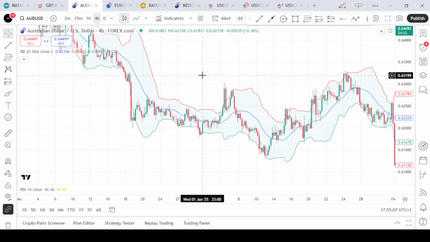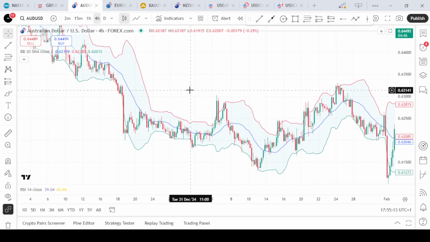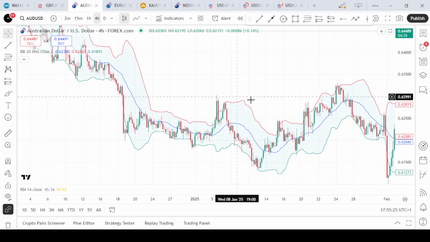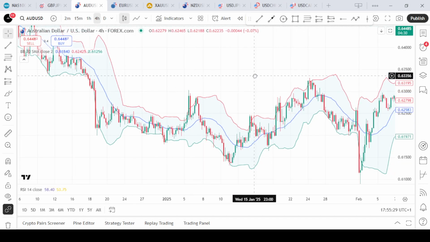Now, it's always important to remember that the Bollinger Bands are not predictive but reactive. They show how far the price has deviated from its average over a specific period. This makes them useful for identifying potential entry and exit points.